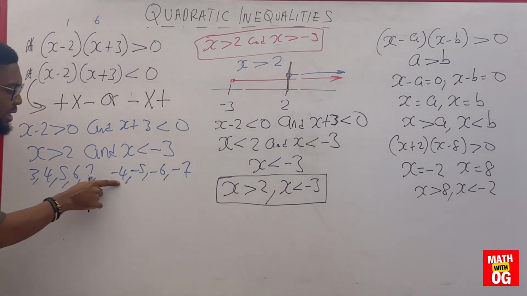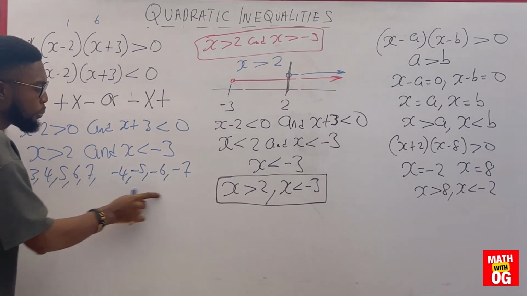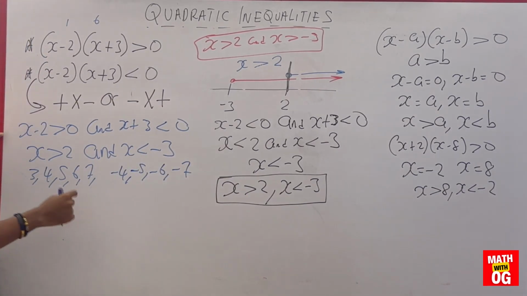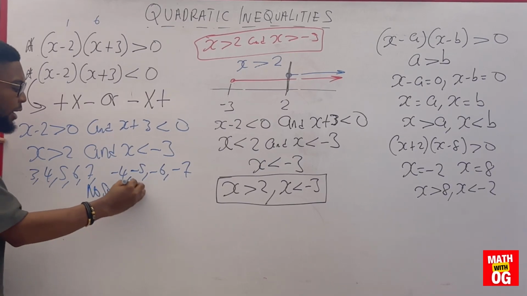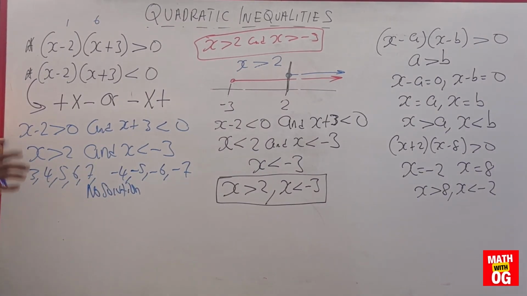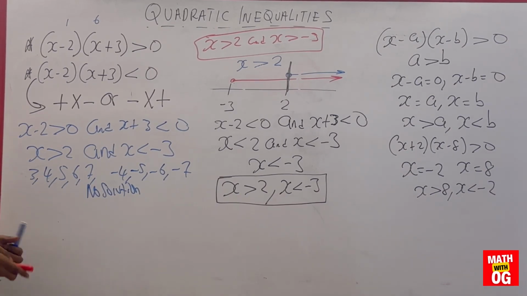Also, when I list values that are less than minus 3, there is no point that the values that are less than minus 3 can be greater than 2. So it is obvious that what I have here is what? No solution. No values of s is greater than 2 and at the same time less than what? Minus 3. And we can check that using our number line.